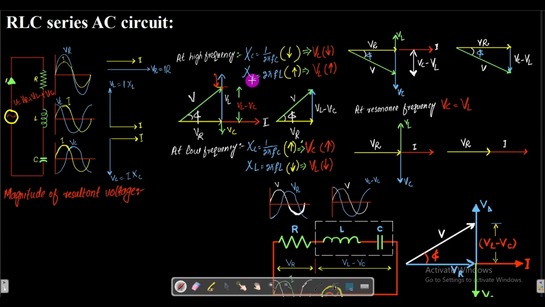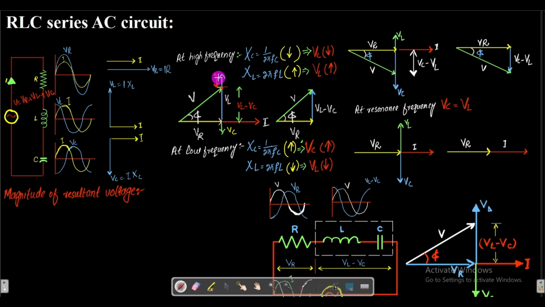And the inductive reactance XL is equal to 2πfL. So if we increase this f, this XL will be more, and XL and VL are directly proportional to each other, so this VL will be more. So in this diagram we take the magnitude of VL as more and the amplitude of VC as less. In other words, at higher frequency, this circuit will behave as a purely inductive circuit.